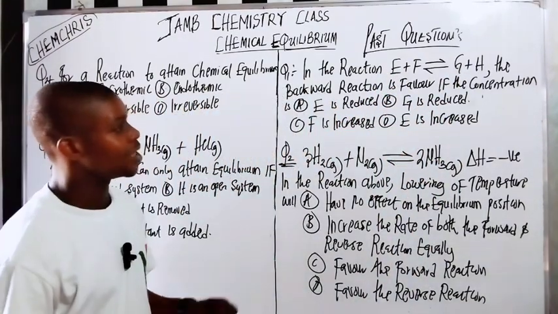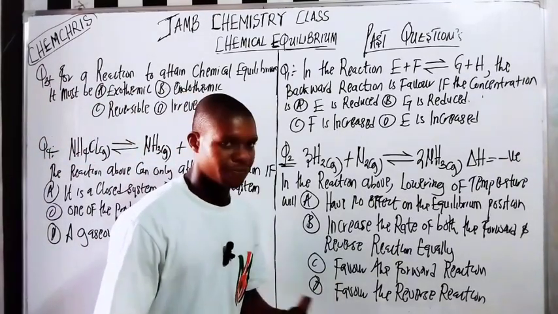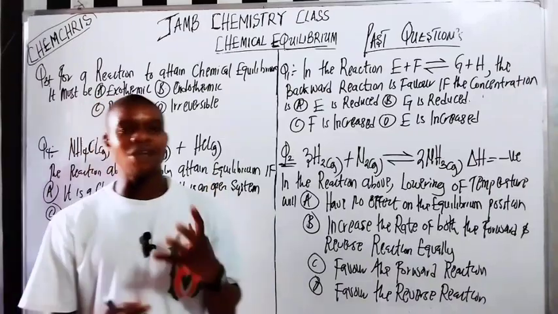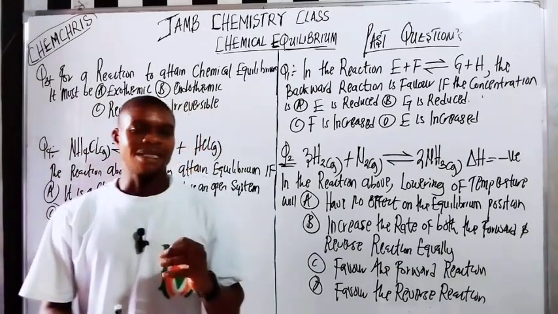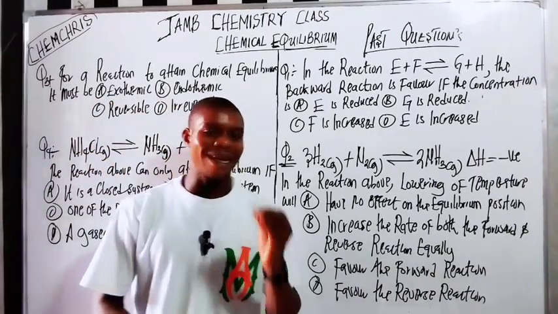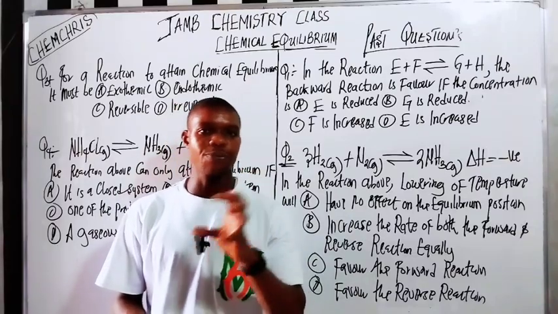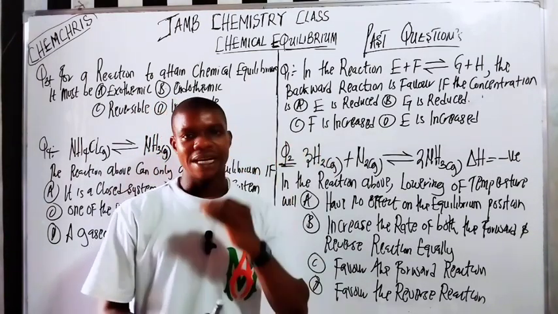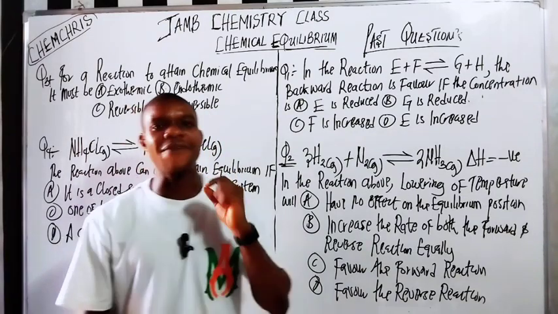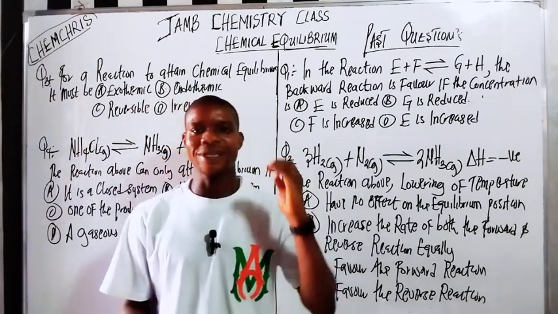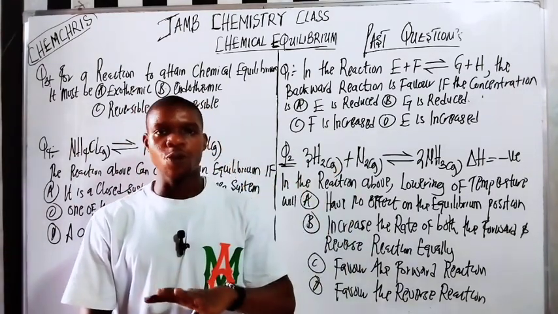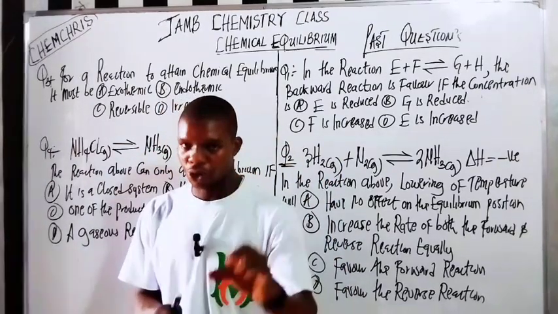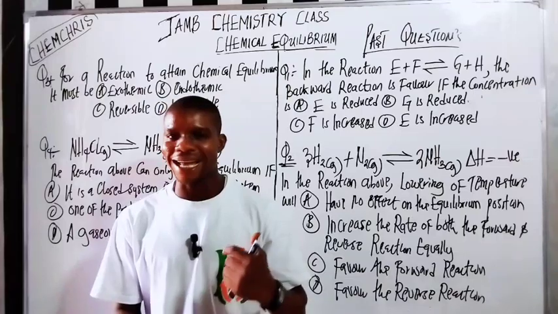The backward reaction is favored if the concentration... Now, how does a change in concentration affect the equilibrium position? From the first video, I said that an increase in concentration at one point will cause the reaction to move to the opposite side. What do I mean? It means that if I increase the concentration of the reactant, the equilibrium position will move to the product side. Likewise, if I increase the concentration of the product, the reaction will move to the reactant side.